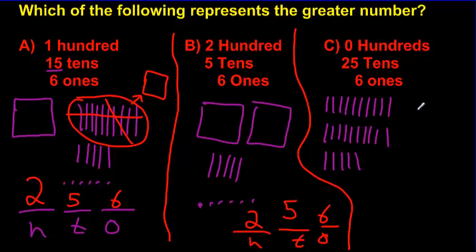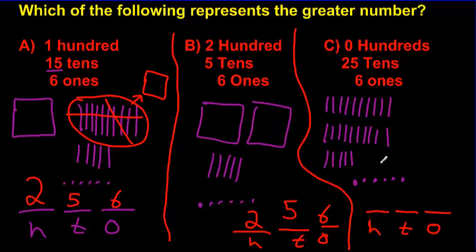And then 6 ones. Let's draw the ones here. 1, 2, 3, 4, 5, and 6. So if we make our HTO here, and we fill in the blanks, how many hundreds do you see? Well, we have 0 hundreds, so we put a 0 here, right?